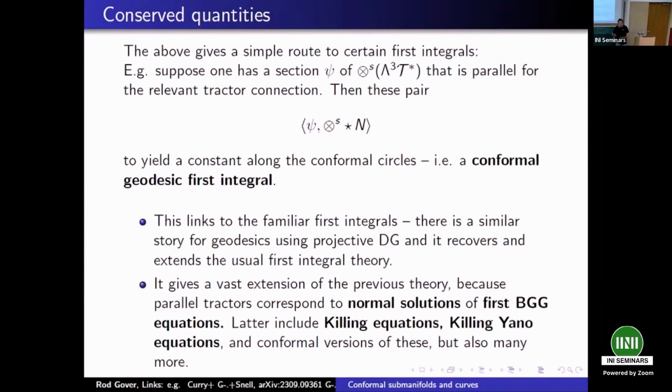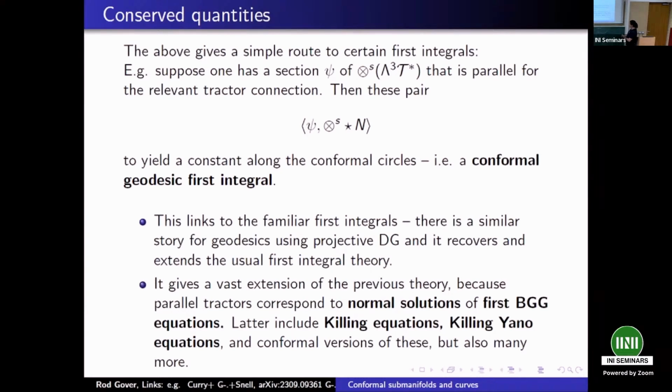So using Killing tensors, using Killing-Yano tensors, and so on. They're a sort of special case of this idea. Well, there's some fine print, and I'll come to that. From this you can get immediately everything people know about first integrals for geodesics and so on. But this is doing exactly an analogous thing that does it for conformal circles as well.